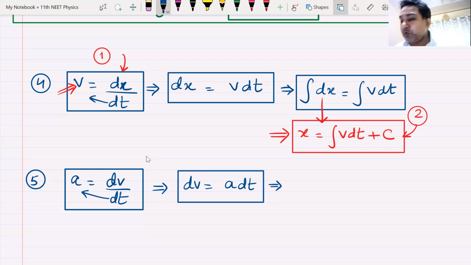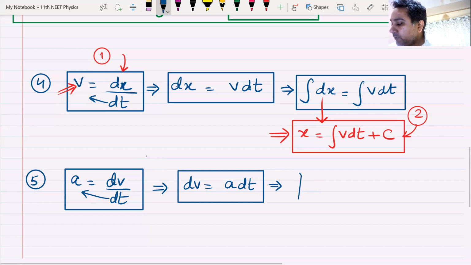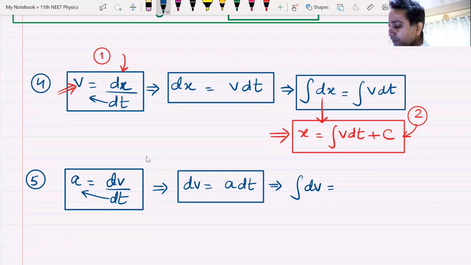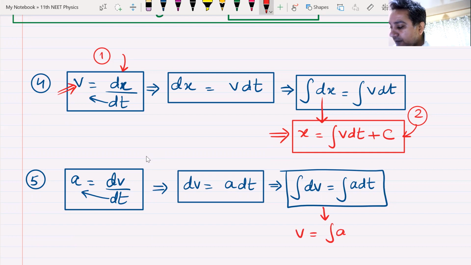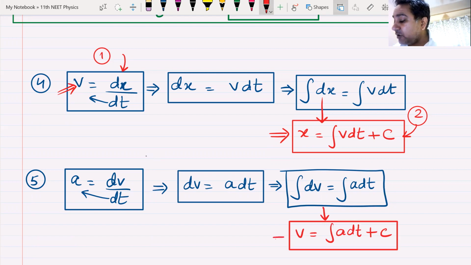Then I take it to step number 2. In step number 2, I'll integrate both sides. So here I have integral of dv will be equal to integral of a dt. Am I clear? Then what would I do? I will integrate this. So I will get v is equal to integral of a dt plus c. C would be a constant here. And I would get the value of v.